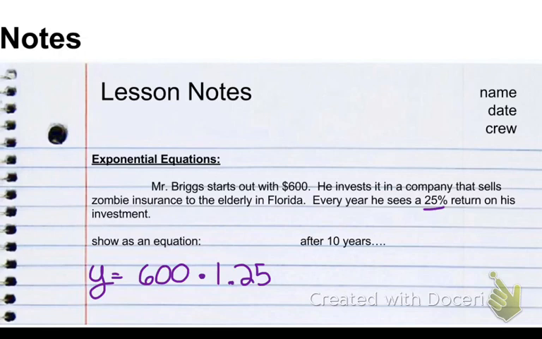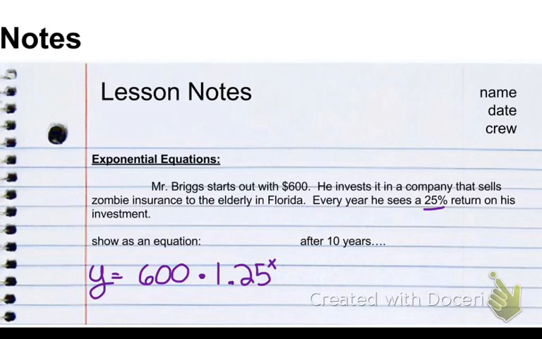1.25. Why 1.25? Well, if I multiply it by 1, I keep my money, right? If it's 100%, it's just going to stay 600 forever, right? Because anything times 1 is itself. But I'm adding 25% to it, which is why I put 1.25 to the x power.